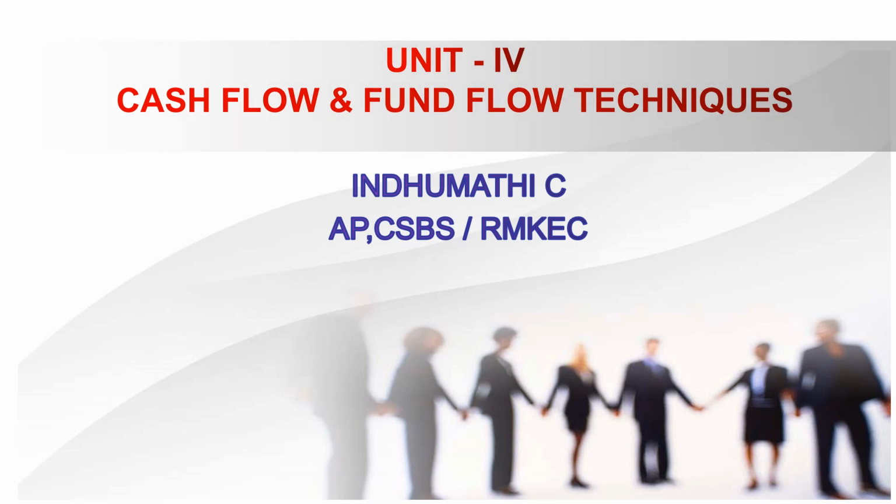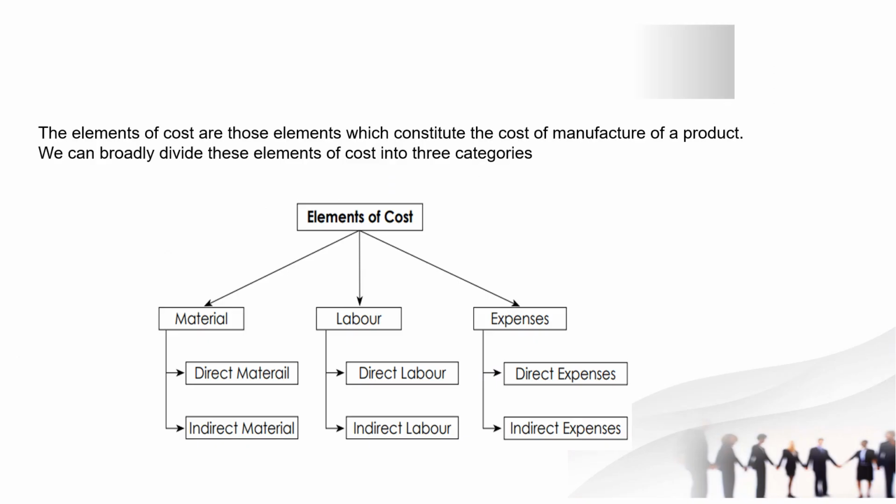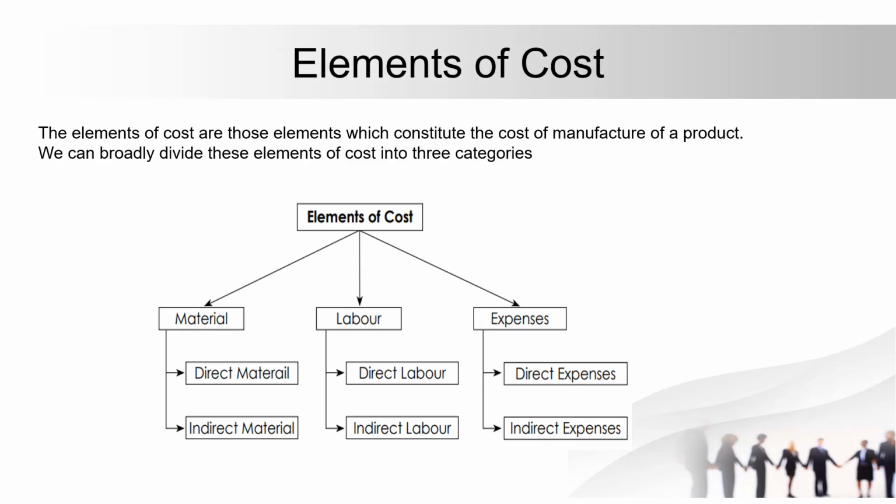Okay. Good morning. Now we'll see the fourth unit, that is cash flow and fund flow technique. In that unit we are going to see elements of cost. Costing is an important concept in accounting. So elements of cost are the elements which constitute the cost of manufacture of a product. It is divided broadly into three categories: material, labor, and expense.